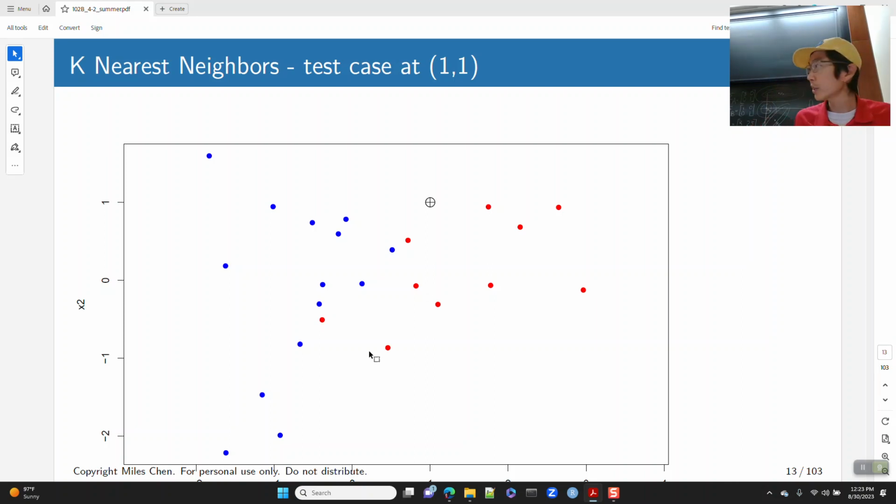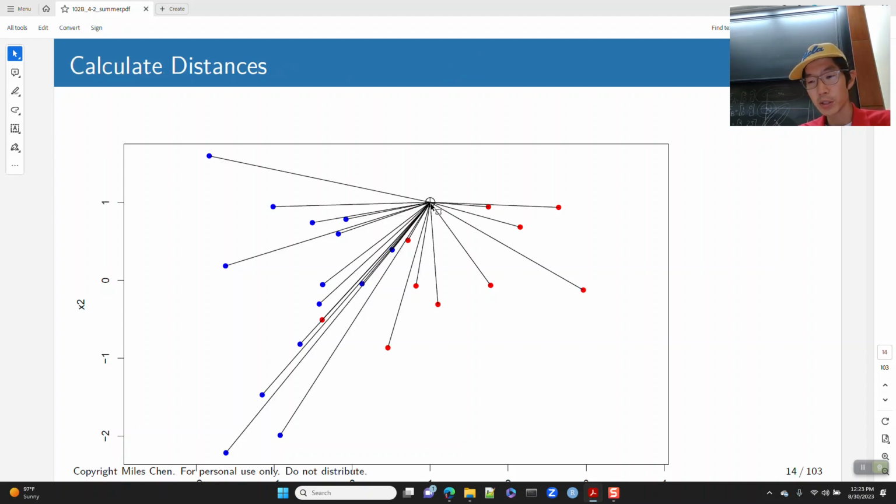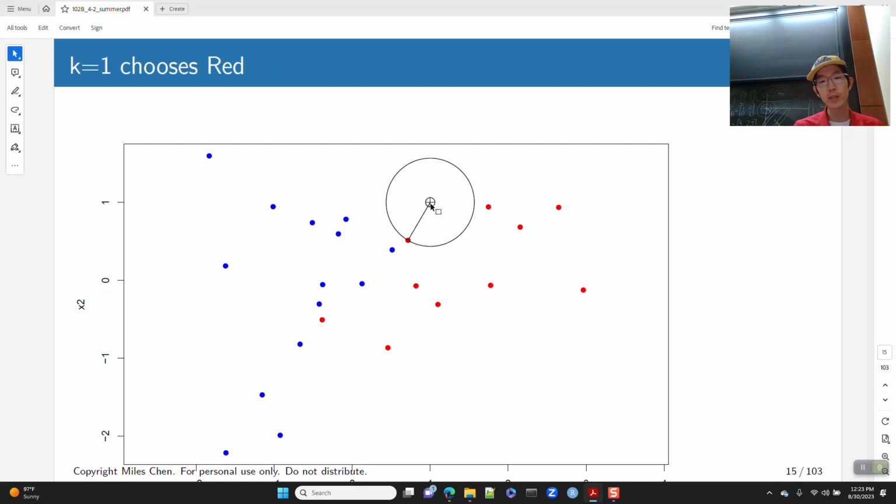Here is another test case. This is the test point. Again, we're going to measure the distance from this point to every single other point in our data set. We start off with the 1 nearest neighbor. The nearest neighbor is red, so this would get classified as red. Okay, let's try the 3 nearest neighbors. These are the 3 nearest neighbors. 1 is blue, 2 are red. We would classify this as red.